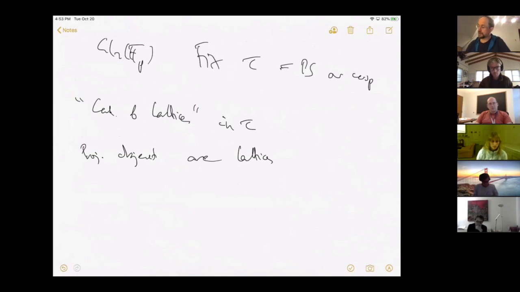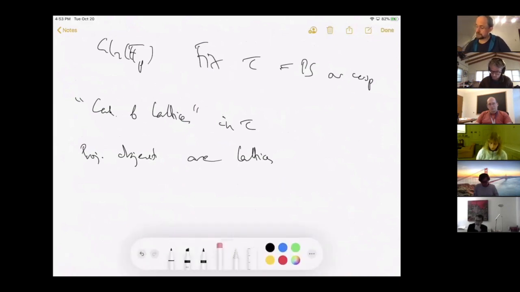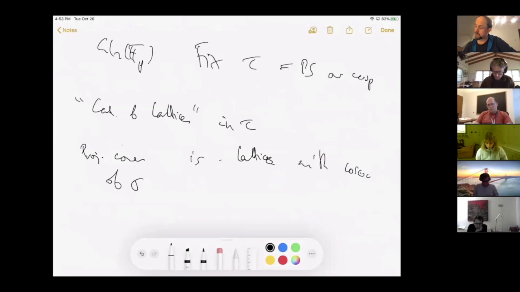Rather than just say projective object, let me say, I'll write sigma for a simple. That's a standard notation among number theorists. So the projective cover of sigma is a lattice with cosocle sigma. So in the principal series case, those two lattices I wrote down were two projective objects in this category of lattices.